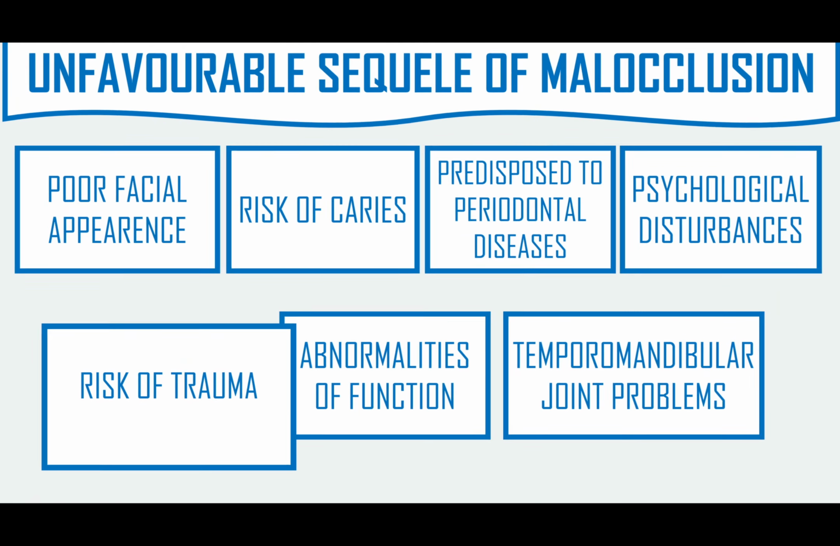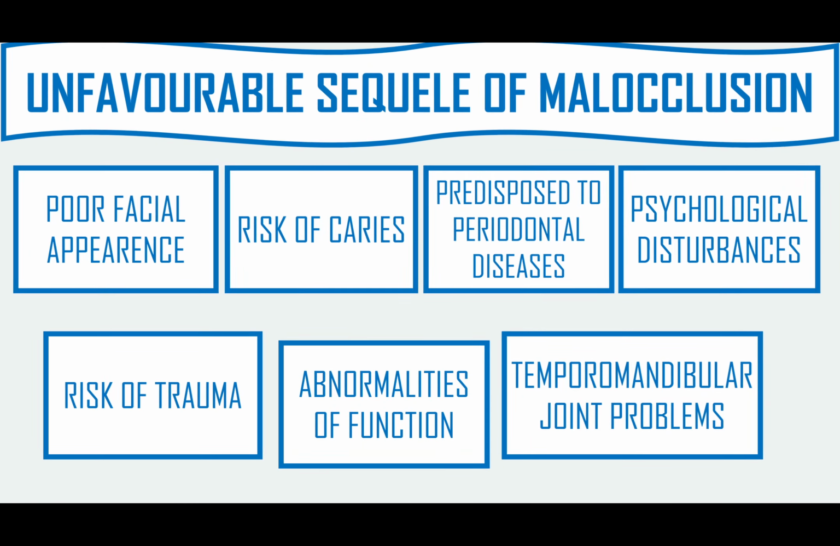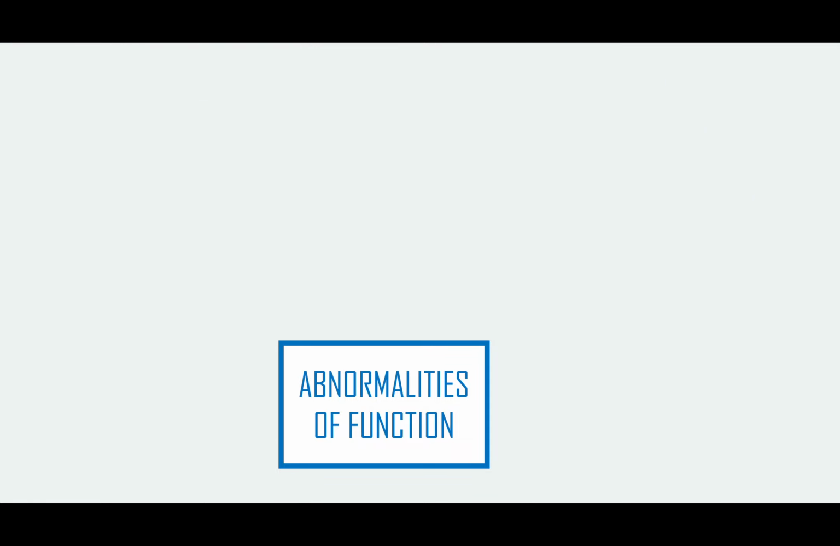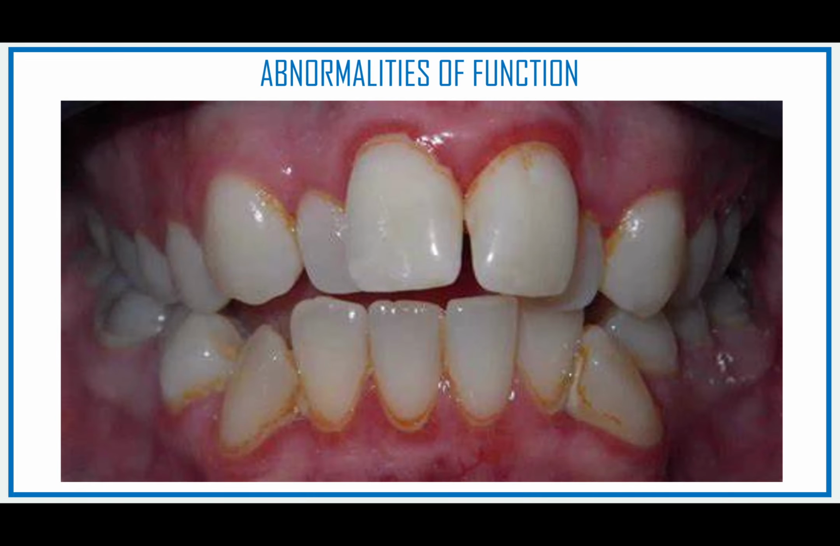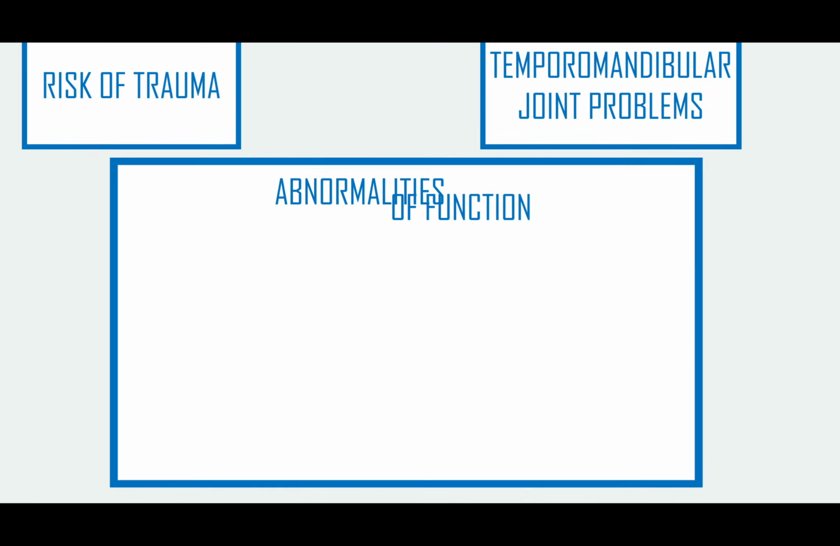Sixth unfavorable sequela of malocclusion is abnormalities of function. Many malocclusions cause abnormalities in the function of the stomatognathic system, such as improper deglutition, defects in speech, improper respiration, etc. These all things can be caused by malocclusions.